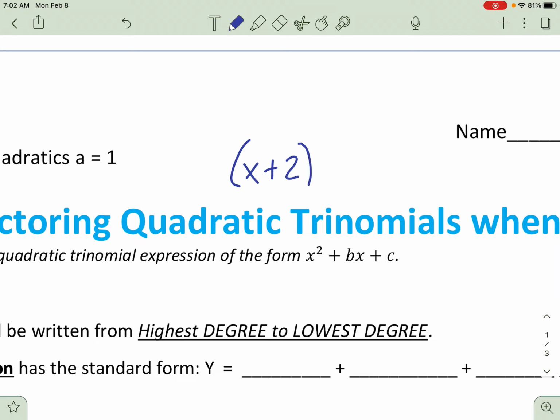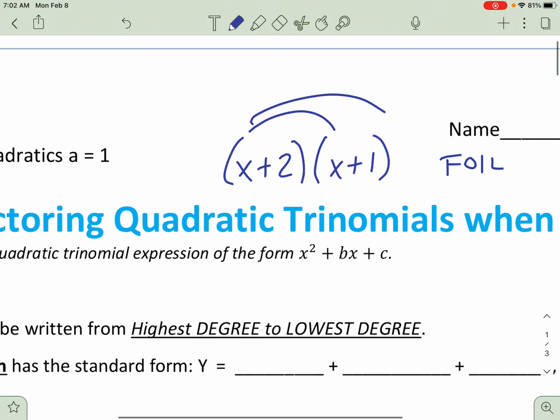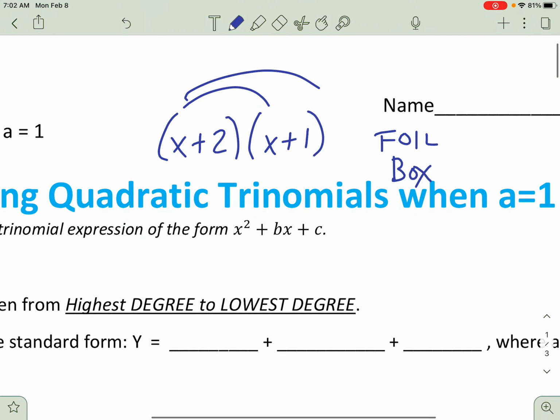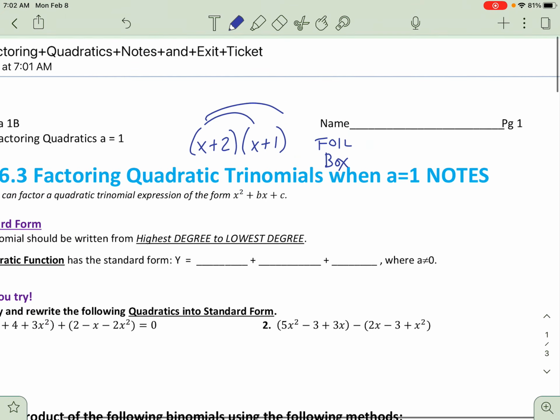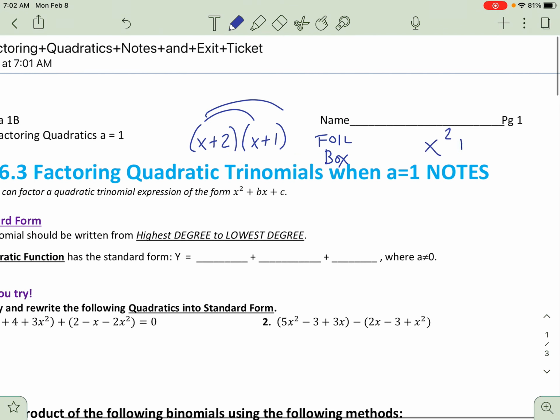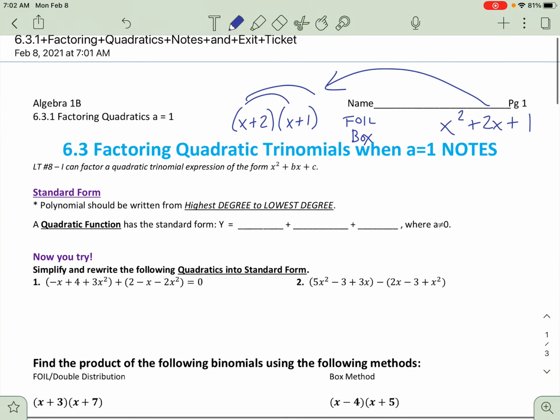Now, last week, if you remember, we basically took these binomials and multiplied them together, right? And we used either the FOIL method or the box method, right? So this week, we're going to work backwards, and we're actually going to go from something like this, and then take it back into something like that, okay?